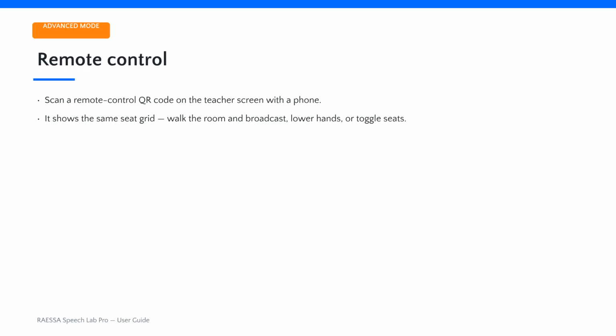The remote control feature allows you to manage the classroom while moving around the room. By scanning a QR code on the teacher screen with your phone, you can mirror the seat grid and perform key tasks like broadcasting and toggling seats.